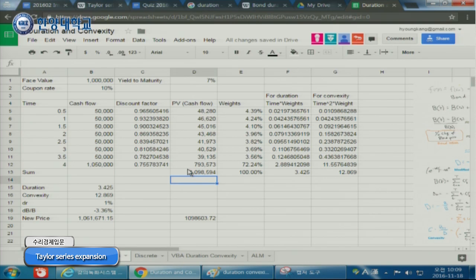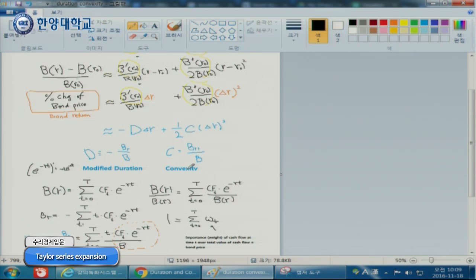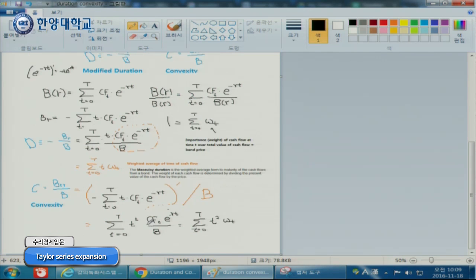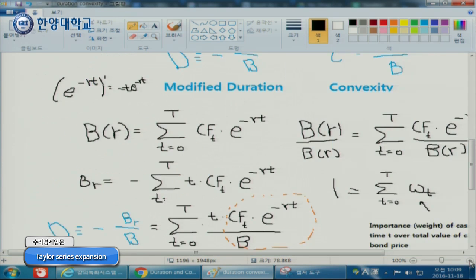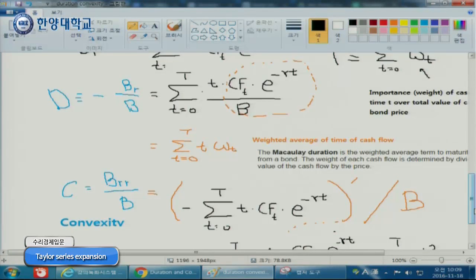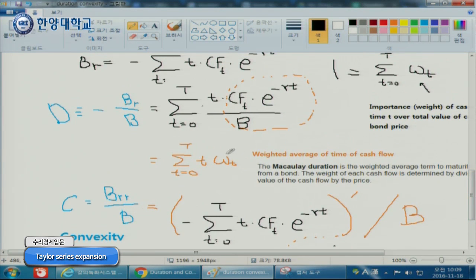Now, because I calculated bond price, I can calculate weight. This part is weight, or this one. Duration means that it is weight. I need weight, or duration. This part is W.